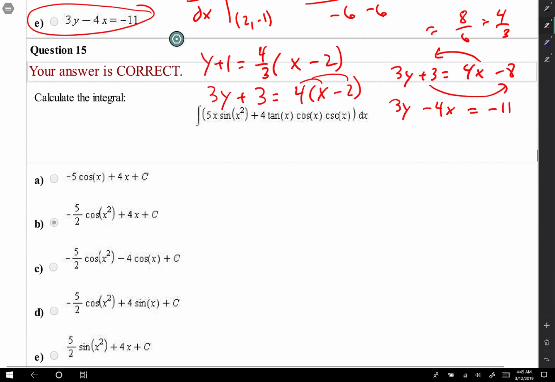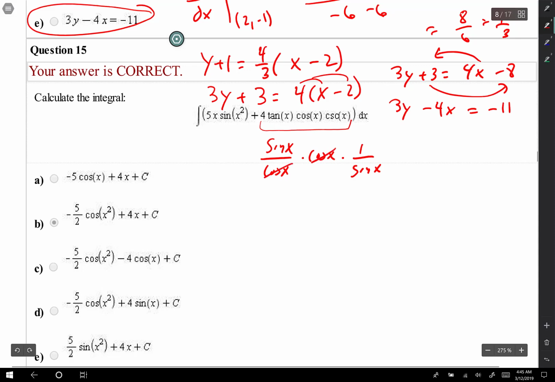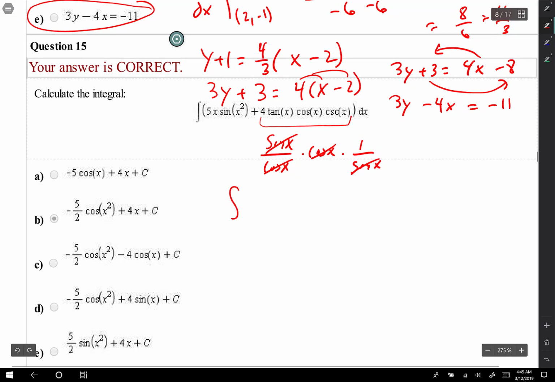All right guys, here's this one. Before you tackle this, simplify most of that right there. You can see that it simplifies. If you can't see it, let's go ahead and show you. Tan x is sine over cosine, and then I'm multiplying by cosine x, and then cosecant is 1 over sine. So look, cosines cancel out, sines cancel out. So you're just left with 4. So what you're really integrating is 5x sine x squared plus 4 dx. That's what you're really integrating.